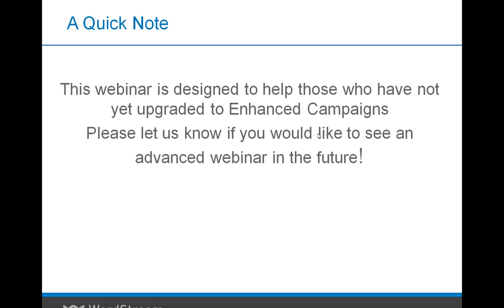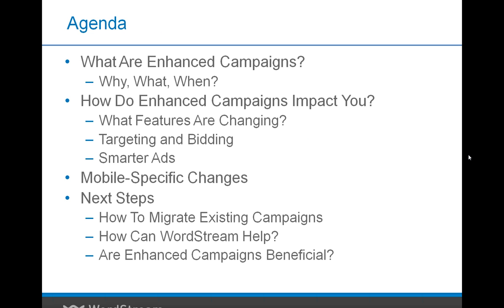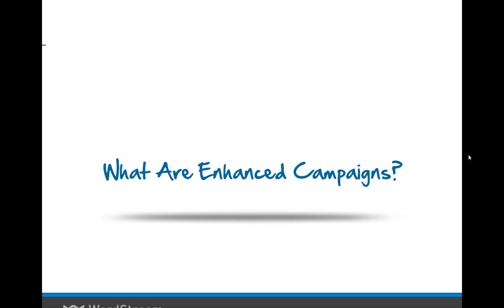Our agenda for today is going to cover what Enhanced Campaigns are, where we'll talk about why Google made this change and the rollout schedule. We'll also talk about how Enhanced Campaigns will impact you, where we'll discuss changes in targeting, bidding, and smarter ads. And then I'll turn it over to Billy, who will talk to you about some mobile-specific changes, how to migrate your existing campaigns, and how the WordStream software can help support you.